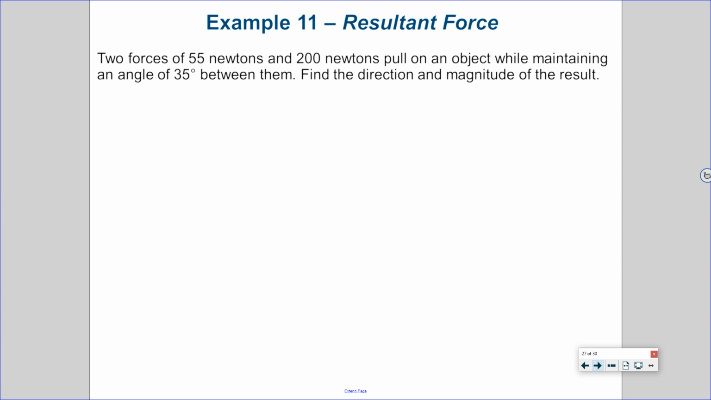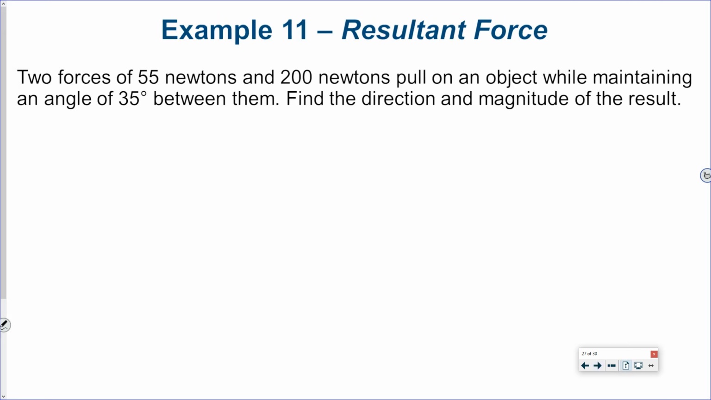Okay, so we have two forces, 55 newtons and 200 newtons, pulling on an object while maintaining an angle of 35 degrees between them. Find the direction and magnitude of the result. Result means I'm going to have to add these two forces together. When you do these sketches, the easiest way is to place your vectors in quadrant 1.